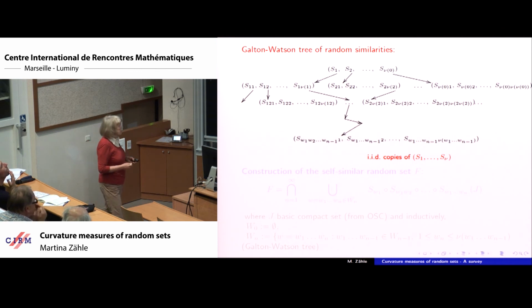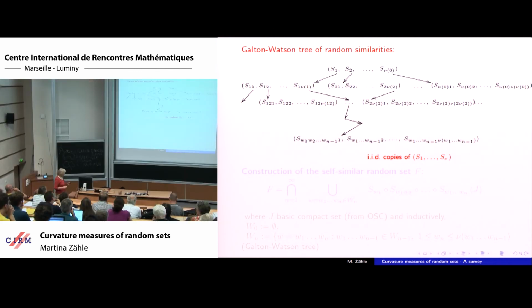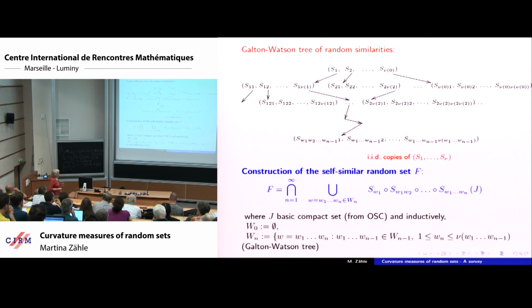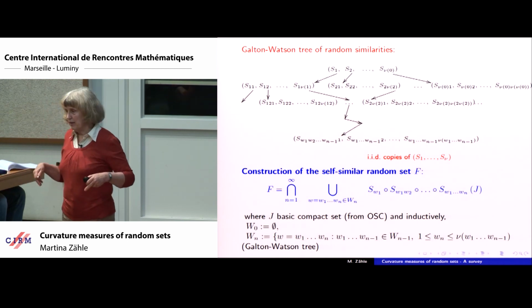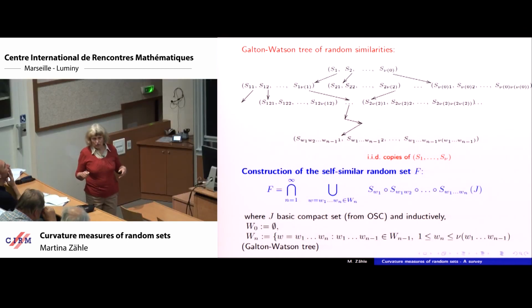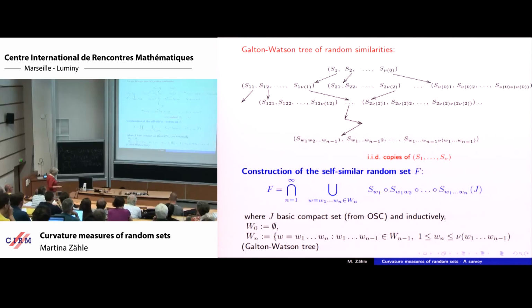Yeah? And then you take an infinite tree of such similarities, and then you can construct a random set. Namely, you take the following. You take a starting set. This is a given primary set from the so-called open set condition. This is denoted here by J. And you apply, you go along such an arrow line.